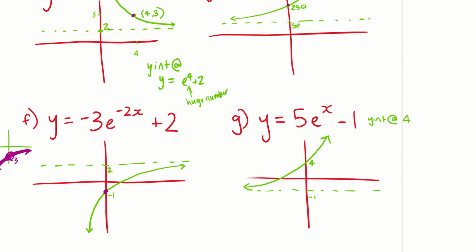And the last one, we have an asymptote at -1. It would have passed through at 5, but then it got shifted down 1, so it's going to pass through at 4. Okay, so exercise for today.